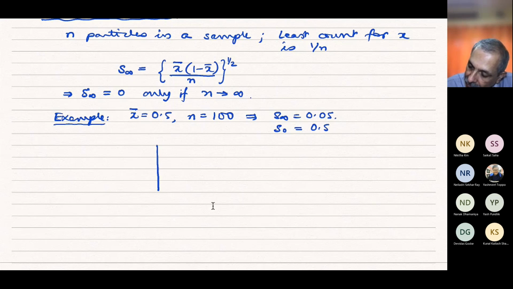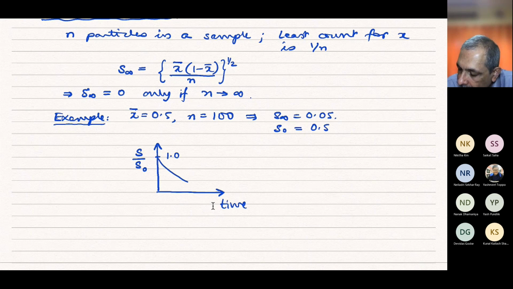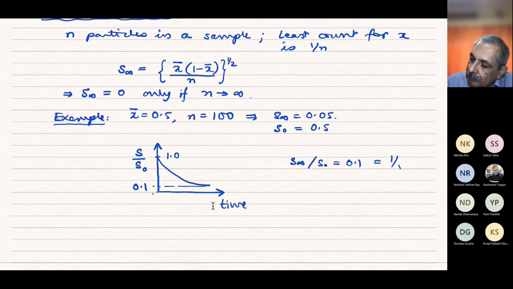So in this particular case, even if you go to perfect mixing, you plot S divided by S0 versus time, you start at 1 and then this will go down, and this lowest value will be 0.1 because S infinity by S0 is equal to 0.1. So this is what you will get.